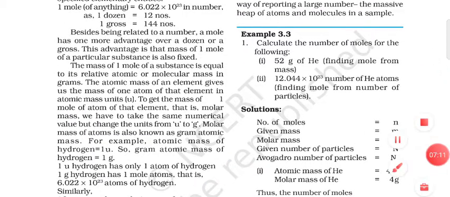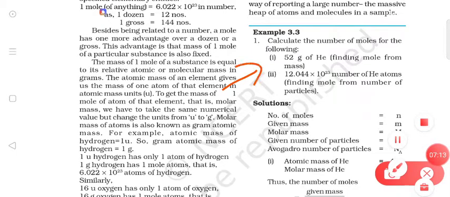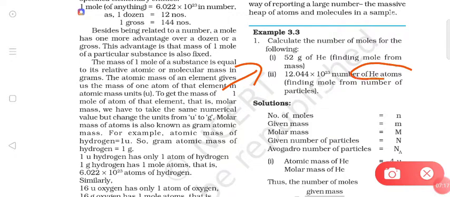Question number 2: 12.044 × 10^23 helium atoms are given here. Now here we know that the actual number of atoms is given. We can say the number of elementary particles is given, and we have to calculate the number of moles.